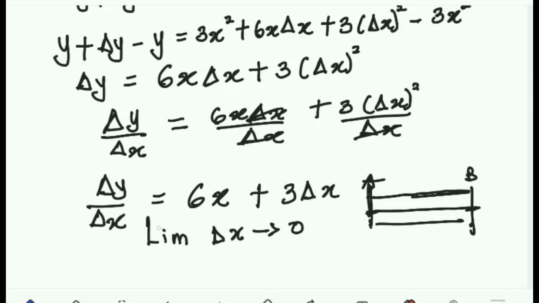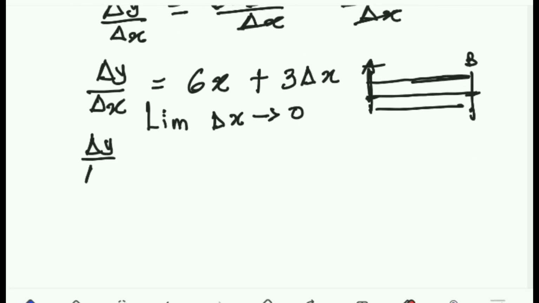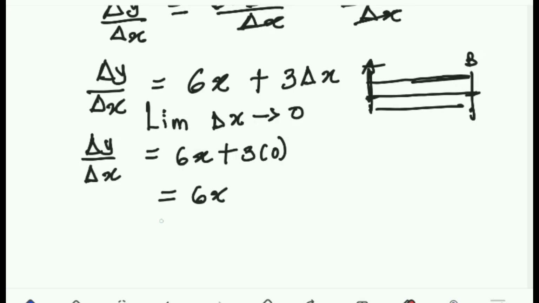And so our limit here will be when the change in x equals 0. So I'm just going to substitute change in x as 0. So this is change in y over change in x equals 6x plus 3 times 0. And so our final answer is 6x. What we have just done is to find the derivative of y equals 3x squared from the first principle, and so our answer is 6x.